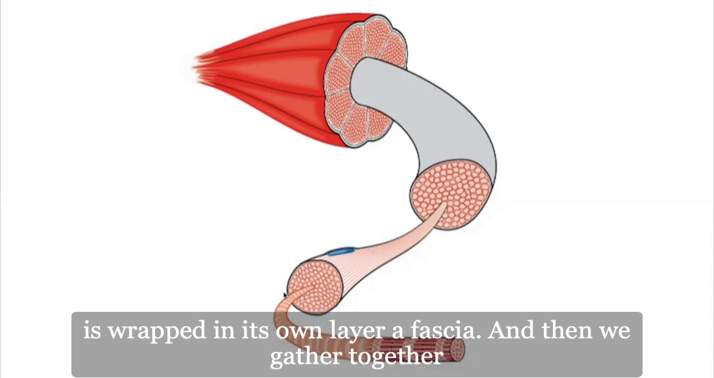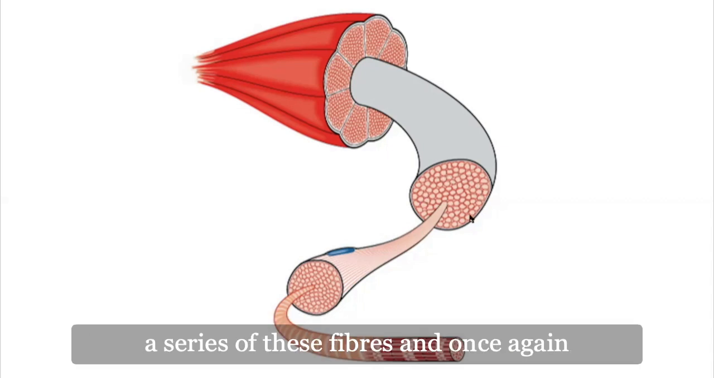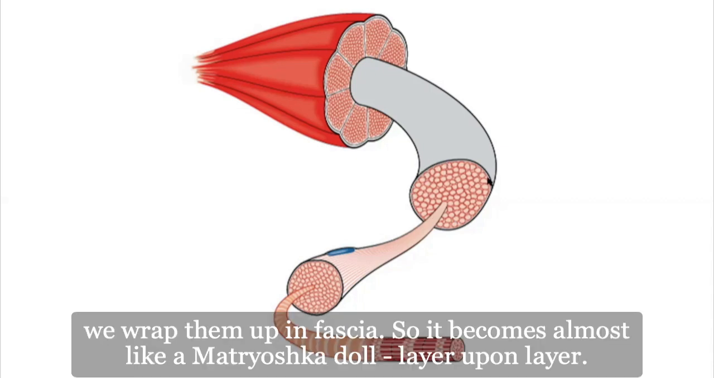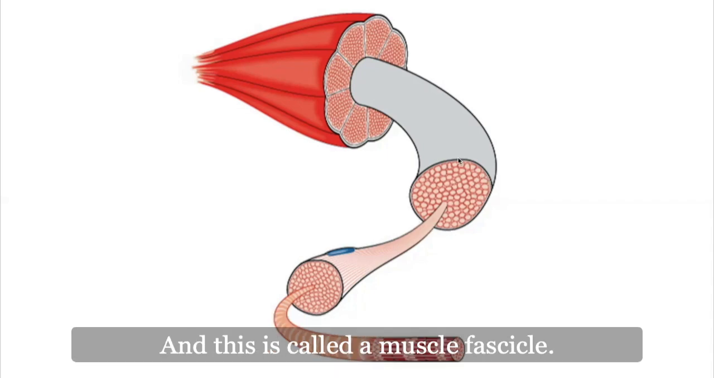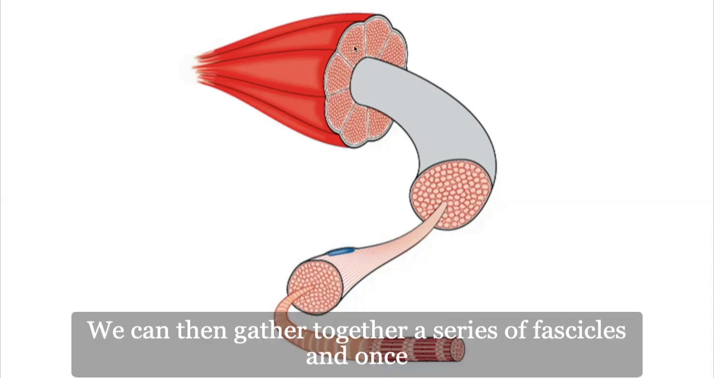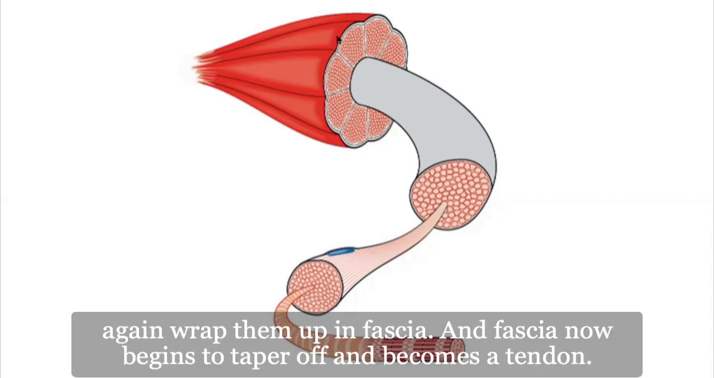Each fiber is wrapped in its own layer of fascia. And then we gather together a series of these fibers, and once again, we wrap them up in fascia. So it becomes almost like a matryoshka doll, layer upon layer. And this is called a muscle fascicle. We can then gather together a series of fascicles and once again wrap them up in fascia. And the fascia now begins to taper off and it becomes a tendon.